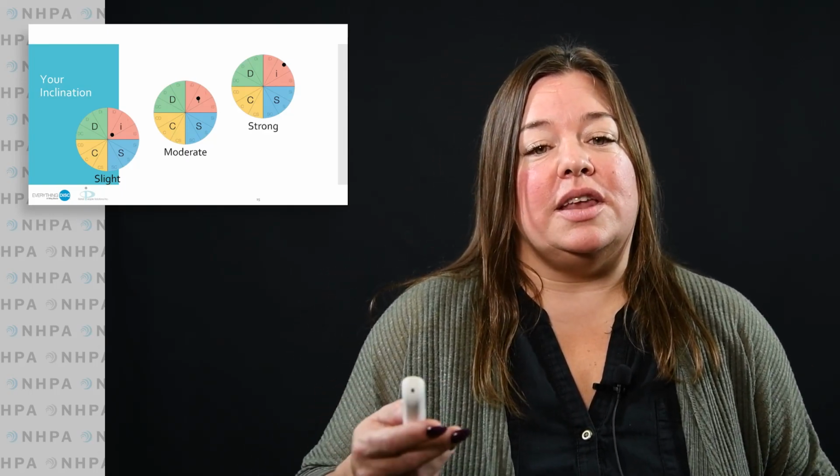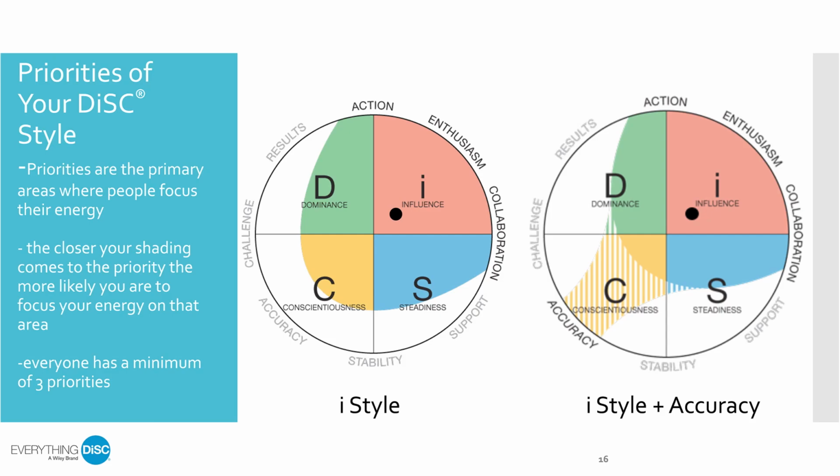There's no doubt that the person who has the strong inclination, or the dot almost to the outside of the circle, has pronounced characteristics of that style. And they definitely will probably fit the bill for all things that you would consider an influence style. Whereas someone in the slight category, their dot is a little bit closer to the center, so they'd be a little bit more balanced amongst all four of the styles. This will describe it a little bit better.